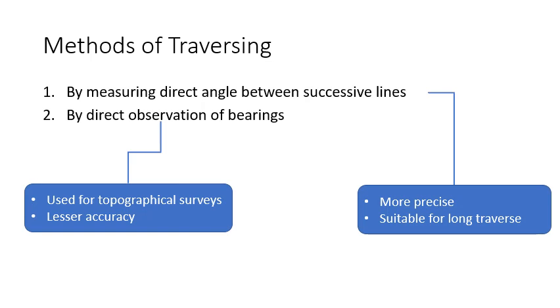The features of these two methods can be explained like this. If you are measuring angles, especially using a theodolite, that method is more precise. So whenever you are going for large scale work where a long traverse is required, and we want to minimize the error, then we have to go for the angle method of traversing. The direct observation of bearing method can be used for topographical surveys and whenever the accuracy demanded is less.